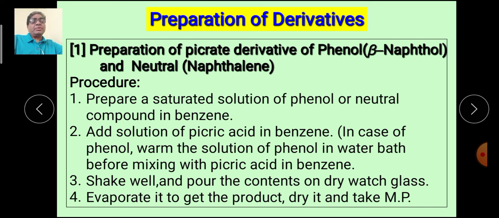Okay. Now the third step is shake well, that is after pouring picric acid into the saturated solution of compound, shake well the test tube and pour the contents on dry watch glass. Okay. And as the contents are poured on watch glass, evaporate the solvent and get the product. You will get the product on the watch glass. Dry the product and find out its melting point.